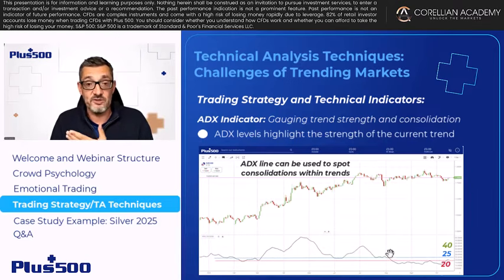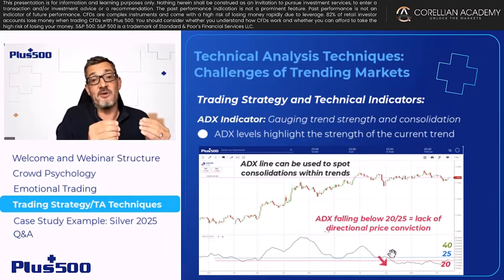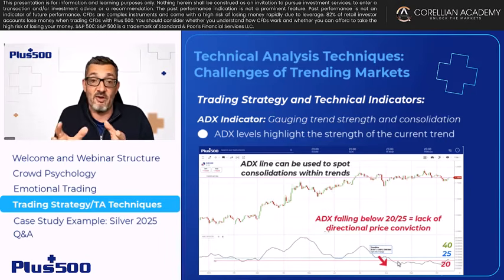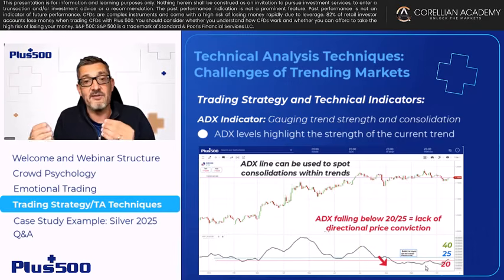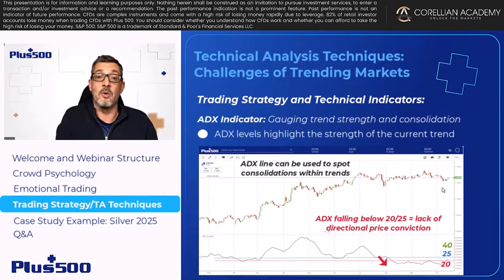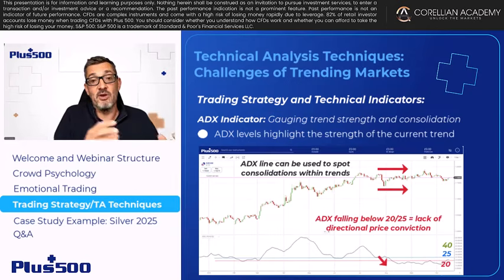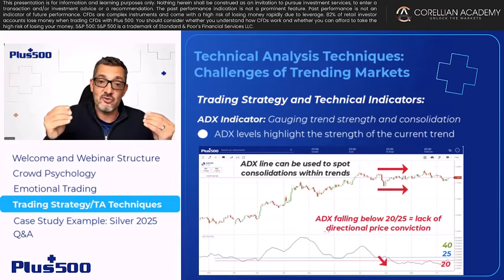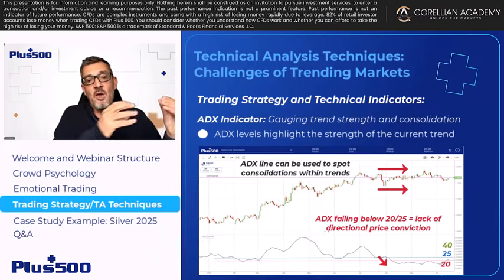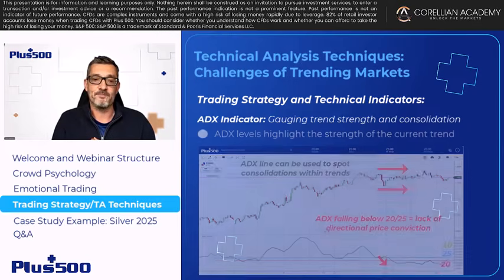The ADX can also be used for spotting consolidations within trends. When the ADX falls below this 2025 level, it suggests there is a lack of directional price conviction. Within this setup, the price of the CFD may be entering a sideways range, moving to a period of consolidation activity. And it is at this point that as traders, we may want to assess whether we want to be involved with this non-trending market.